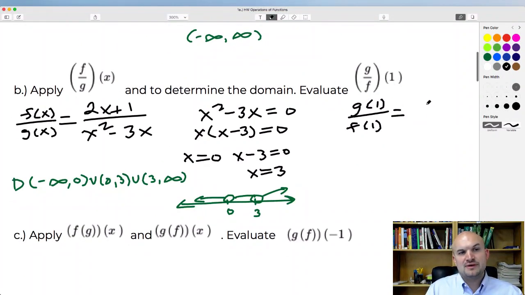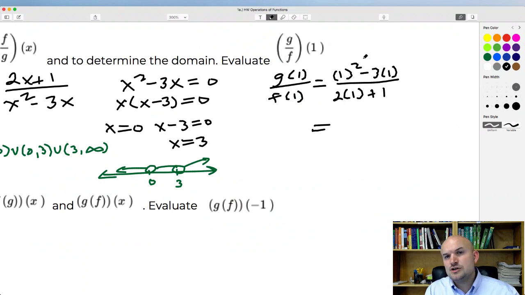So therefore that'd be 1 squared minus 3 times 1, over f of 1, which would be 2 times 1 plus 1. And let's do a little simplifying here. So 1 squared is 1 minus 3, so that's going to be a negative 2. And then 2 times 1 is 2, plus 1 is going to be 3. So therefore you can see that g divided by f of 1 is a negative 2/3.